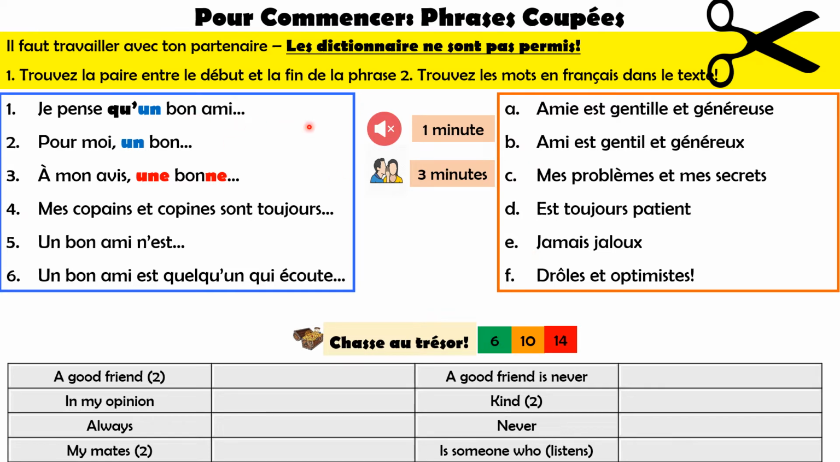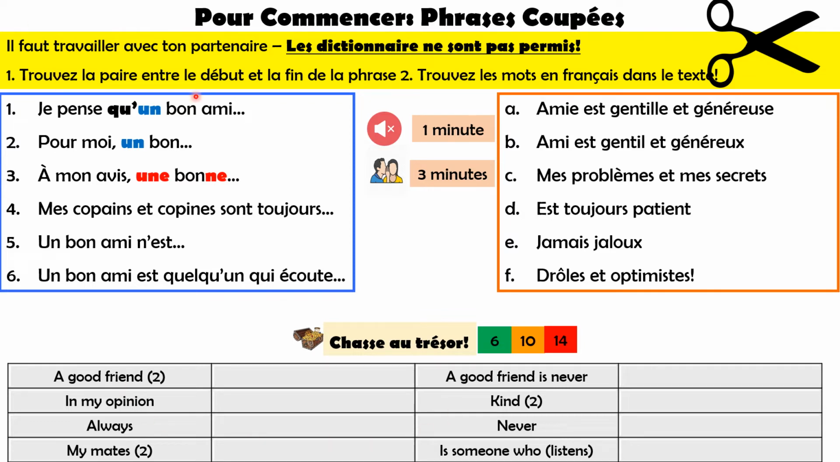Je pense qu'un bon ami, mes problèmes et mes secrets. There's a verb missing there. Alright, so you're down to 3. C'est soit, je pense qu'un bon ami est toujours patient, je pense qu'un bon ami est jamais jaloux, ou je pense qu'un bon ami drôle et optimiste with an S on the end. One of those 3. Trouver la paire. Guys, I'll give you 4 minutes for this today. You've also got this to find. Pause me now, see what you can do.